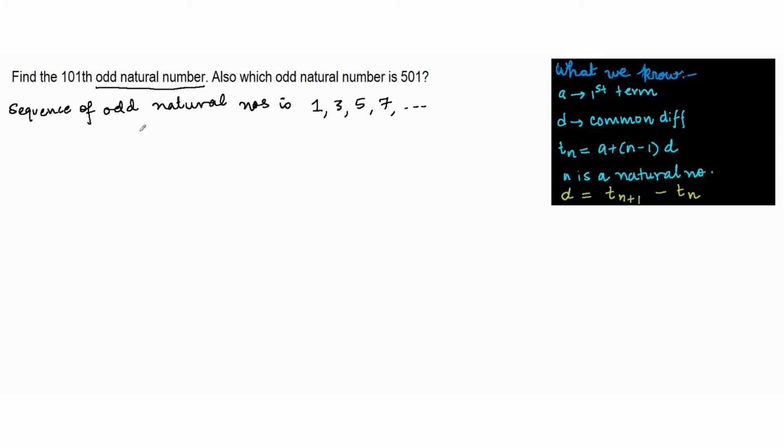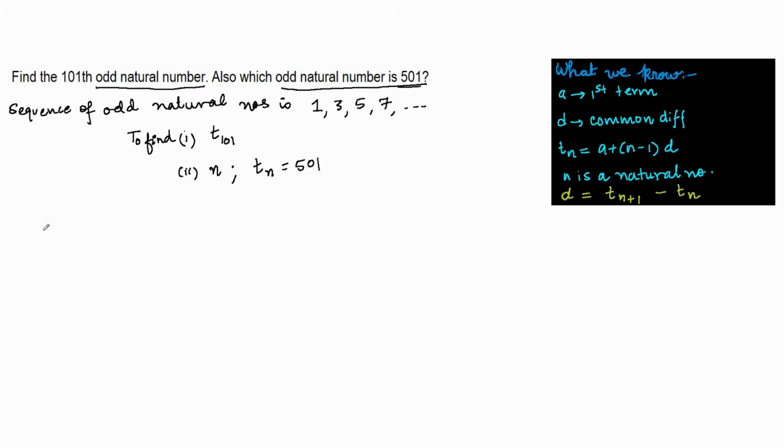It means first, we have to find the 101st odd natural number, that is T101. And then we also have to find which odd natural number is 501. That is, we want to find n. We want to find the order of 501 in this particular sequence. That means we have to find n so that Tn is 501, right?